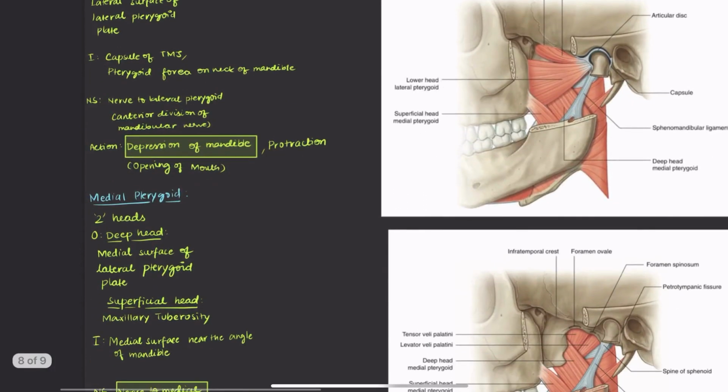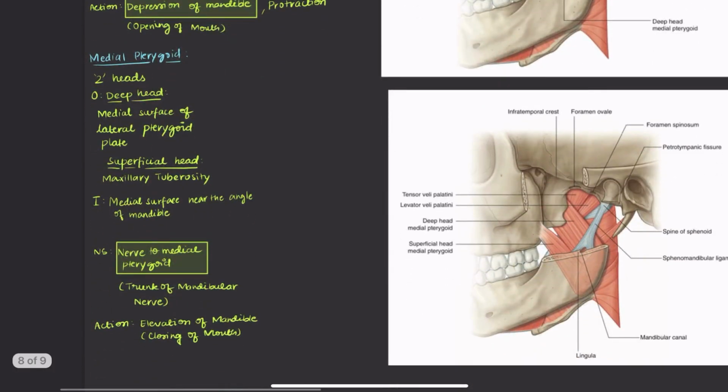Then moving on to medial pterygoid. The medial pterygoid has two heads. One is the deep head and the other one is the superficial head. The deep head is going to take its origin from the medial surface of the lateral pterygoid, while the superficial head is going to take origin from the maxillary tuberosity. Right, so both of them are going to get inserted in the medial surface of the ramus of mandible close to the angle of the mandible.